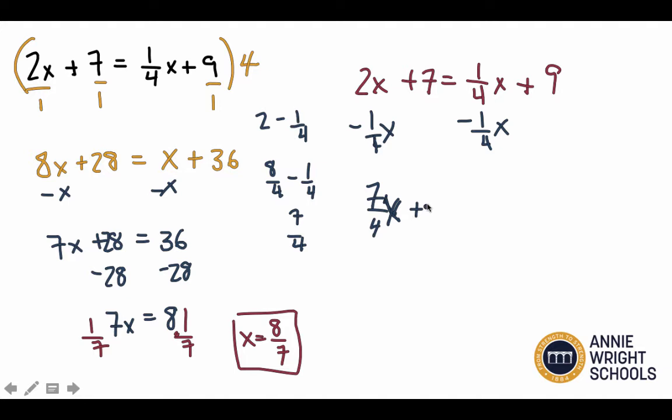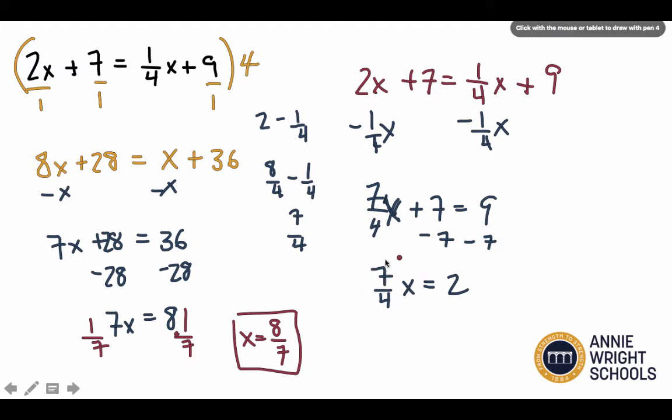x plus 7 equals 9. I subtract 7 from both sides. I get 7/4x equals 2. I need to get rid of multiplying by 7/4, so I multiply by 4/7.